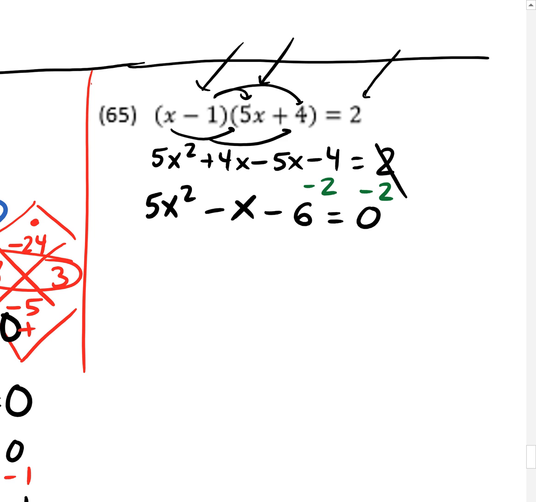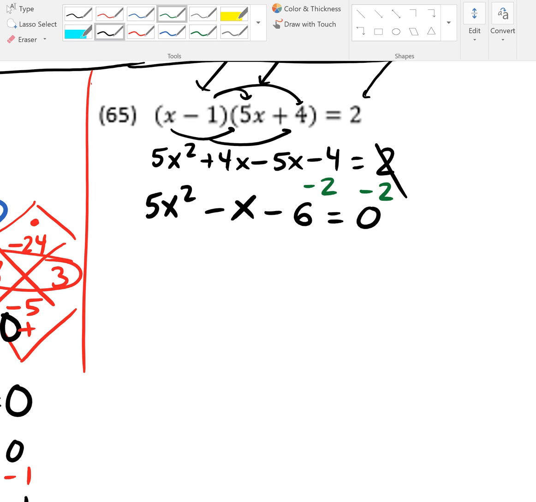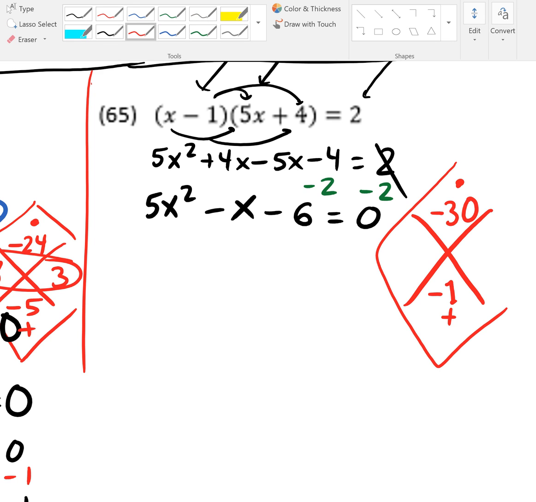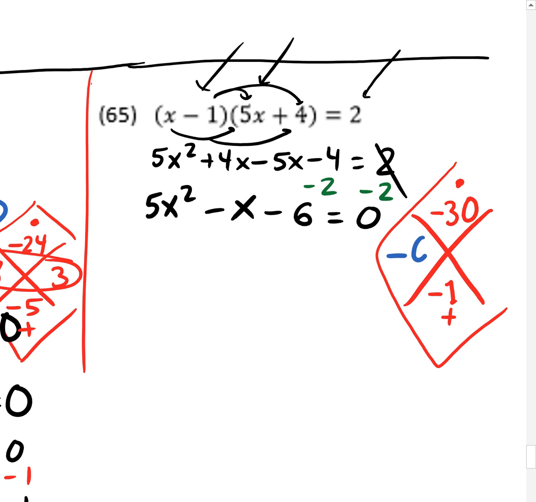Alright, now there's no common factor here. I'm going to have to do the same method I just did, unfortunately, that diamond method, because there's a number in front of x squared other than 1. A times c, 5 times negative 6 is negative 30. What multiplies to that but adds up to the middle coefficient of negative 1? That would be negative 6 and 5, because negative 6 times 5 is negative 30. Negative 6 plus 5 is negative 1.